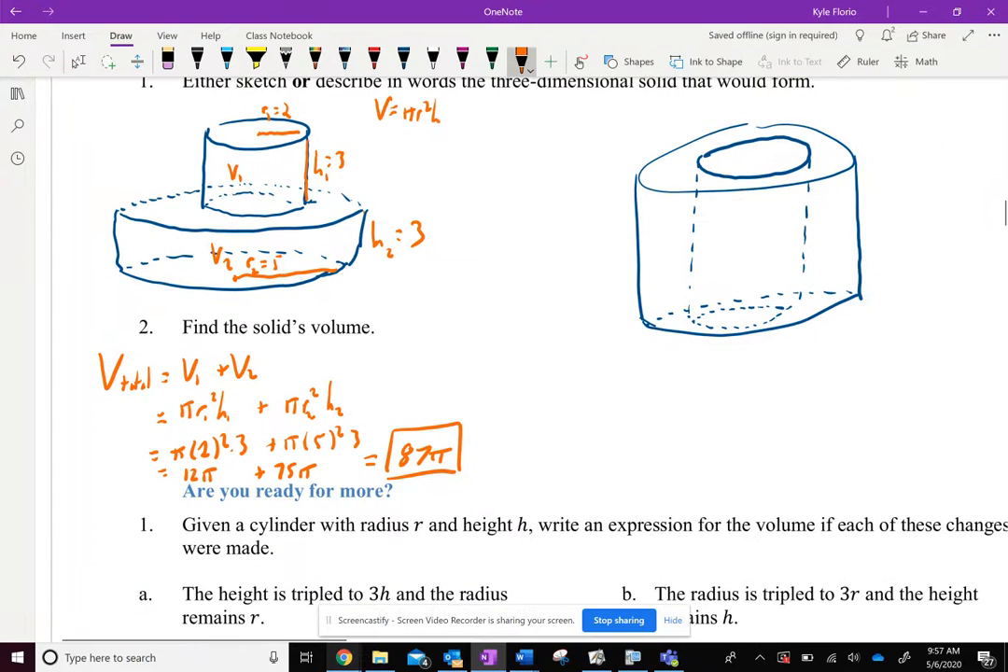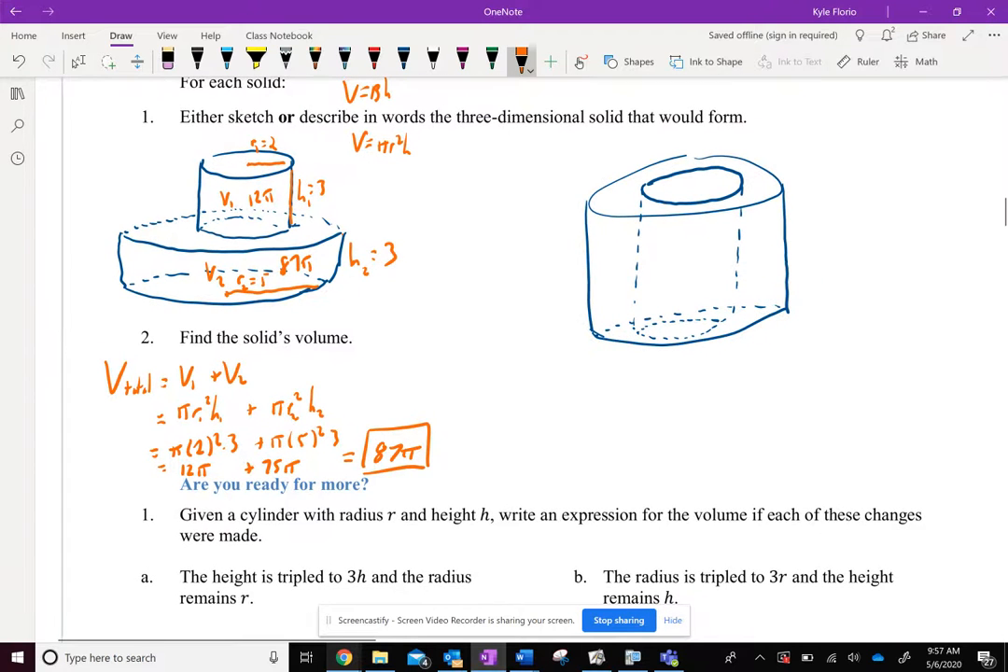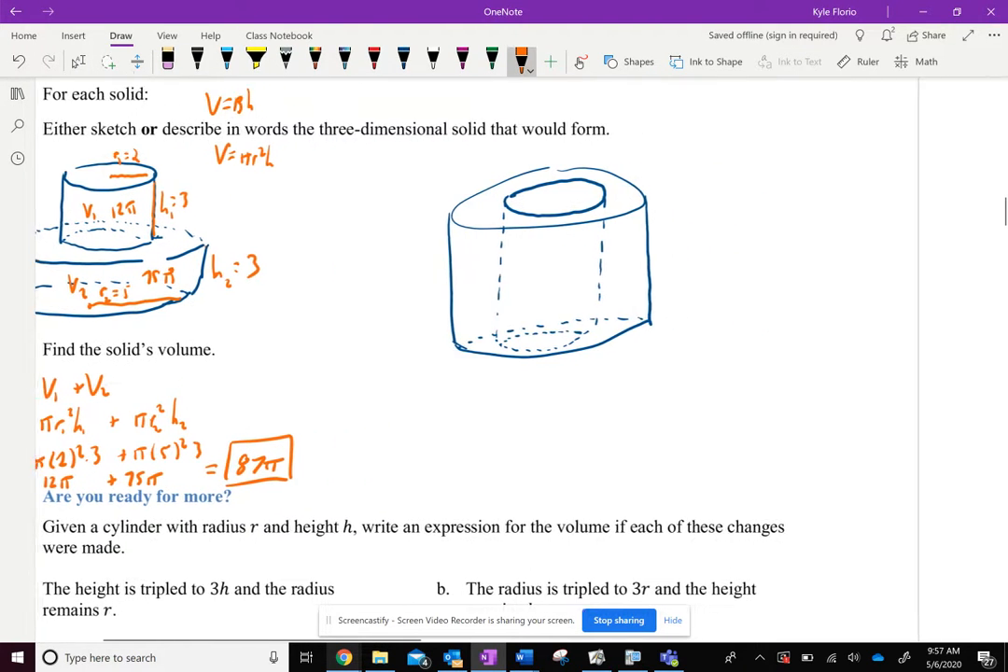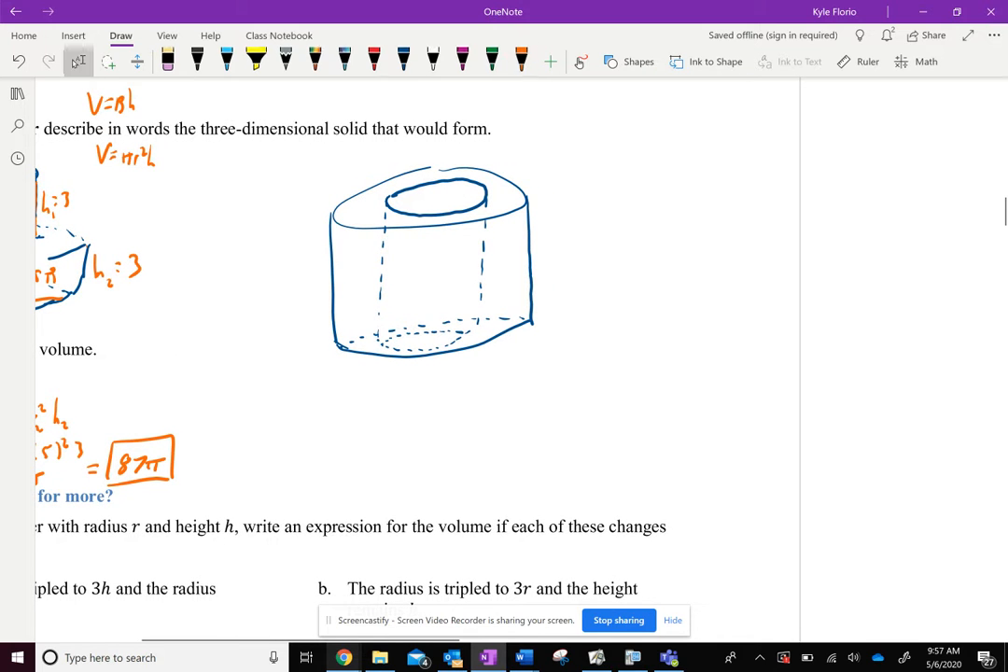So right here was 12 pi. Right here, the volume was 75 pi. Altogether, the volume was 87 pi. So that's the volume of that solid. Let's come here and do this one next.